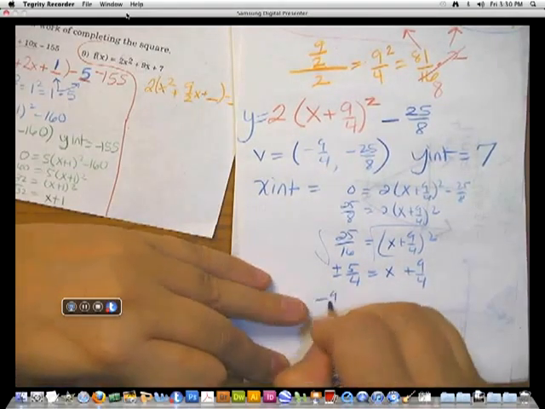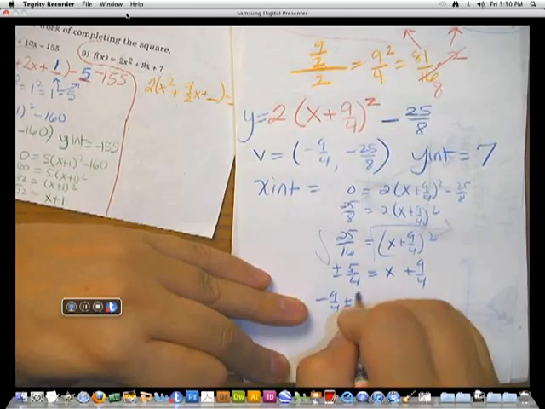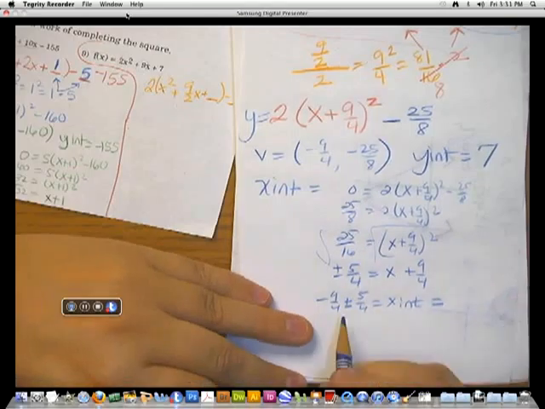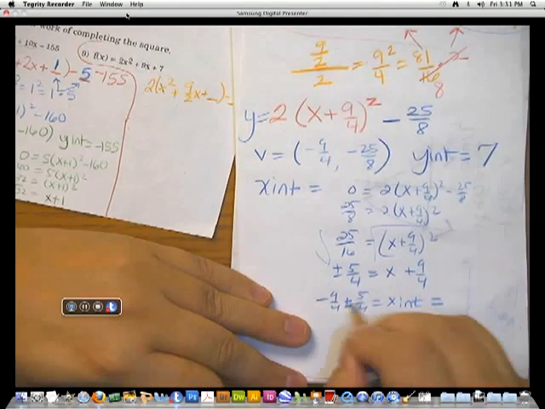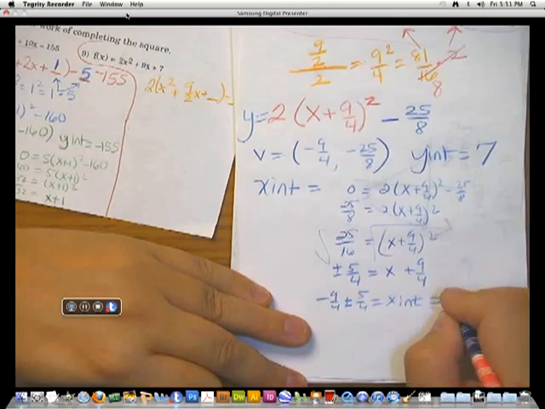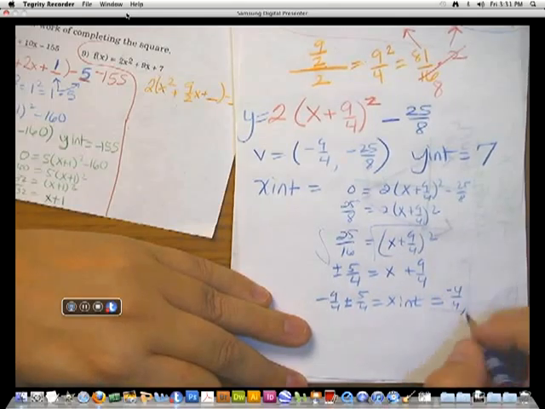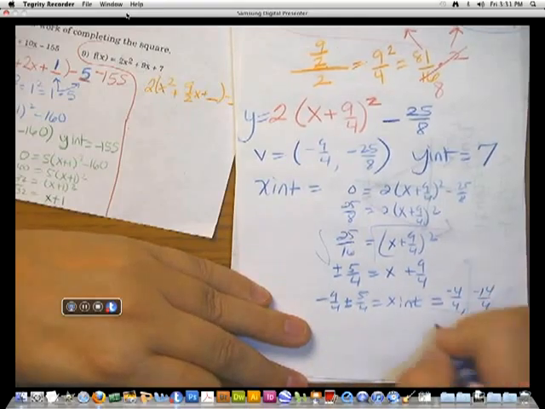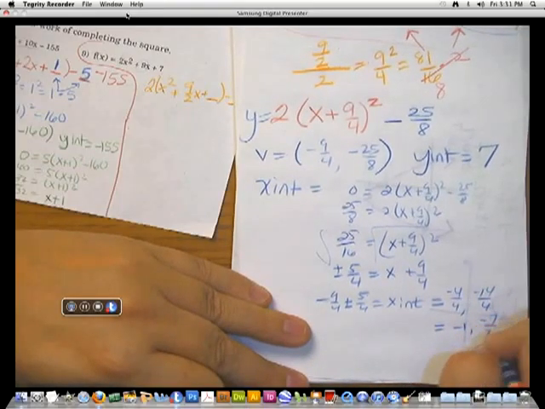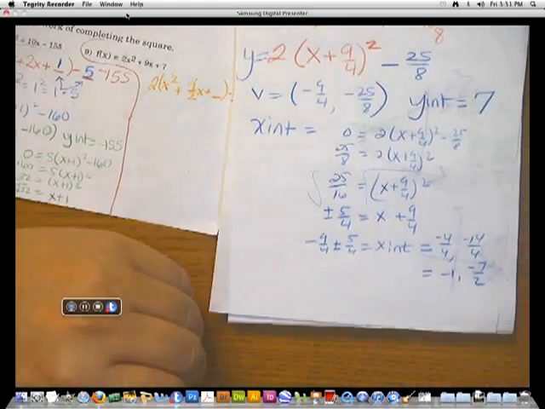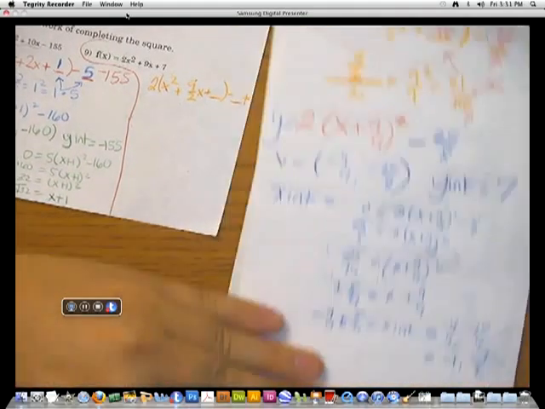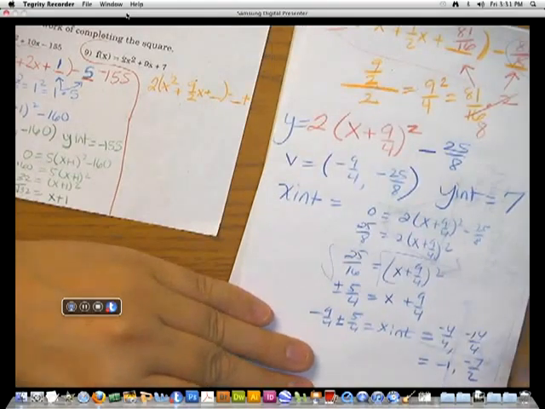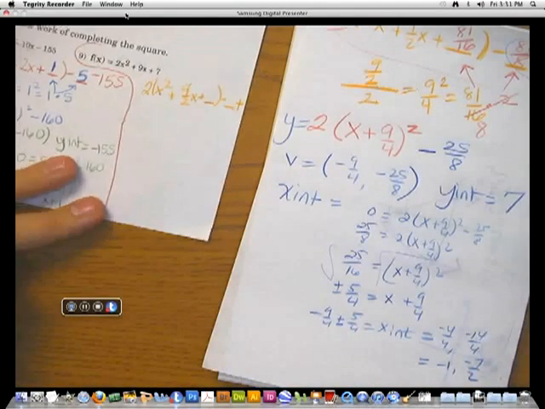When I move over that negative 9/4, I get that my x-intercepts are going to be negative 9 plus 5 is negative 4/4, and then negative 9 minus 5, negative 14/4, for a total of negative 1 and negative 7/2. All right, so there's my equation, my vertex, my y-intercept, my x-intercepts. Now I need to put all of this together on a graph.